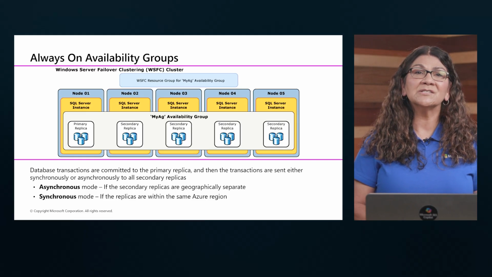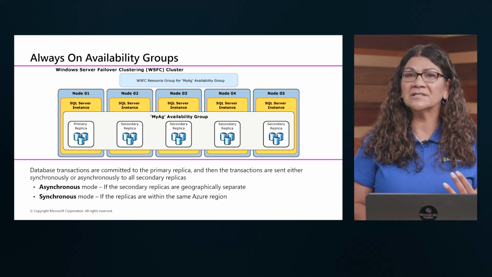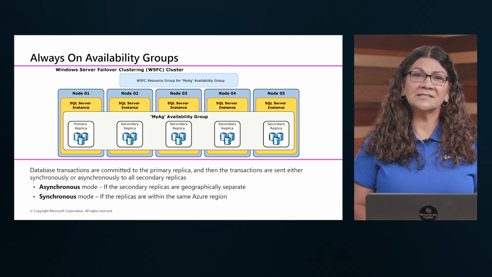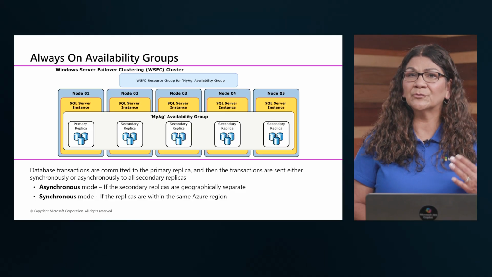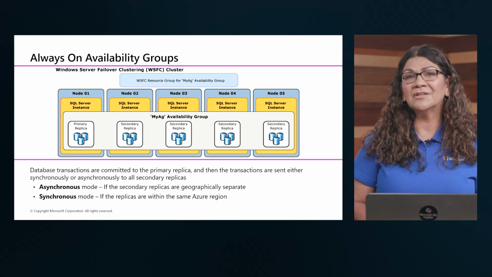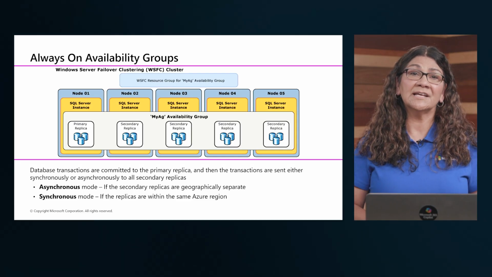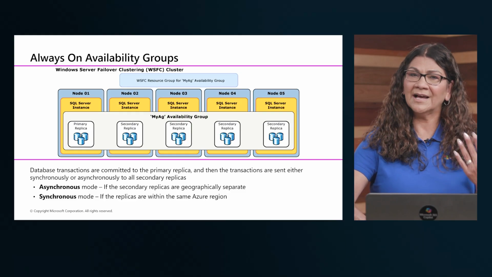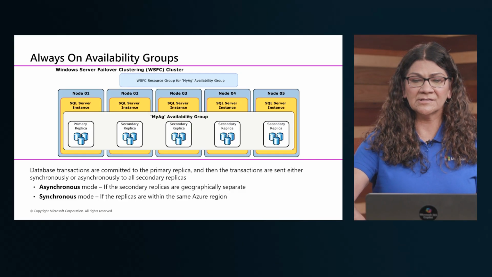A best practice would be to place the synchronous replicas in different availability zones for fault isolation, using asynchronous replicas in a paired region for geo-redundancy, and then configuring automatic failover policies here to minimize downtime. More on high availability and disaster recovery in our last section of this course.